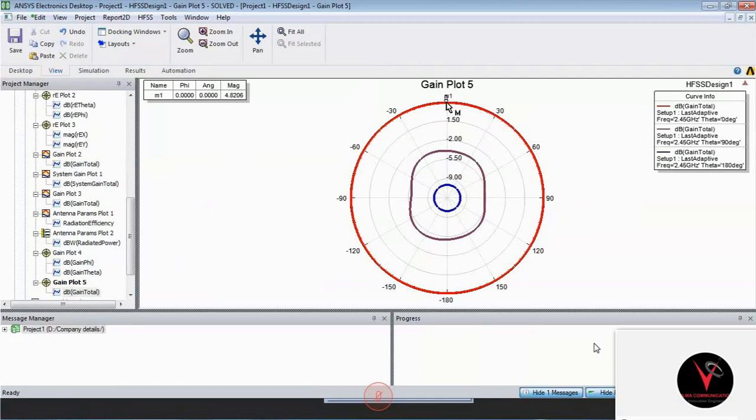This is the analysis. Sir, which one is the E plane and which one is the H plane from this plot? From this plot, you have the polarization characteristic only. It's not an E plane or H plane character. It's a polarization. It's a circular polarization.